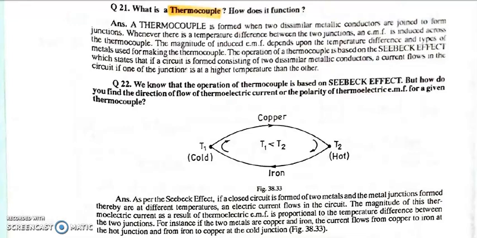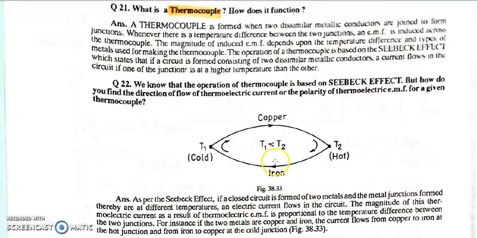Now I am going to tell you that RTD and thermistor both are passive devices. Both are passive devices means for temperature measurement using RTD and thermistor we need a power supply, while thermocouple is an active device. Active device means for temperature measurement using thermocouple there is no need of power supply. How? Let us see.